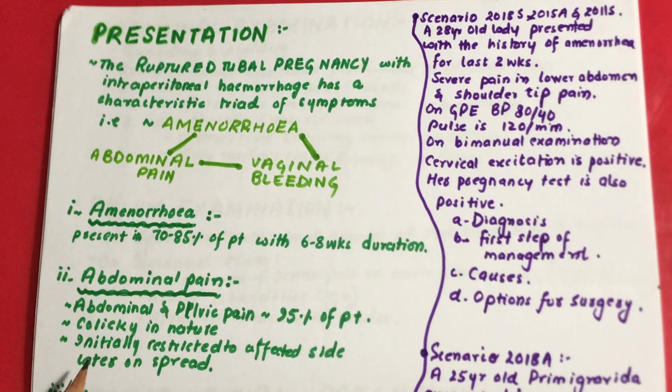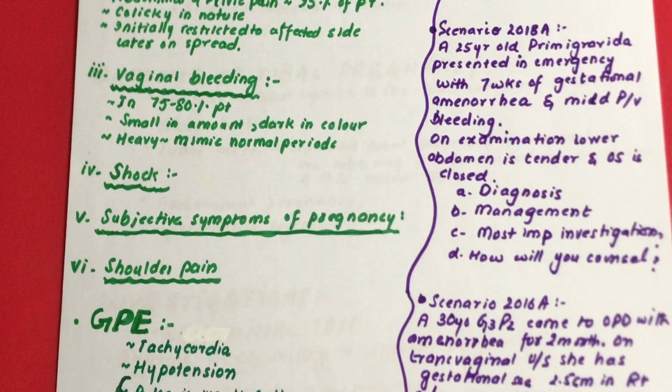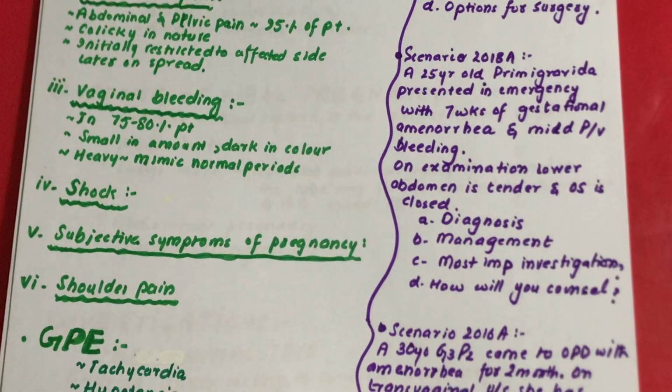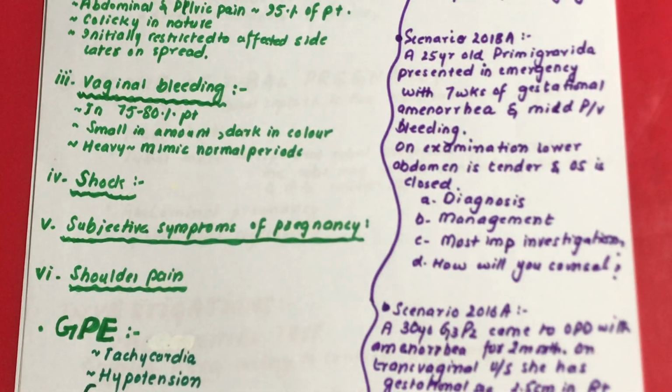Why is this pain caused? This pain is caused by stretching of serosal layer of hematoma or by escape of blood into the peritoneal cavity, causing abdominal pain. Moving on, vaginal bleeding. The patient presents with vaginal bleeding in 75 to 80% of the cases, and it is small in amount and dark in color. Rarely it is heavy enough to mimic normal menstrual cycle, and this bleeding is mainly uterine in origin and results from the breakdown of decidua after the pregnancy dies.